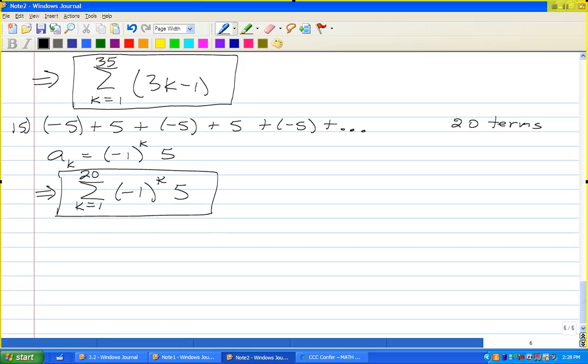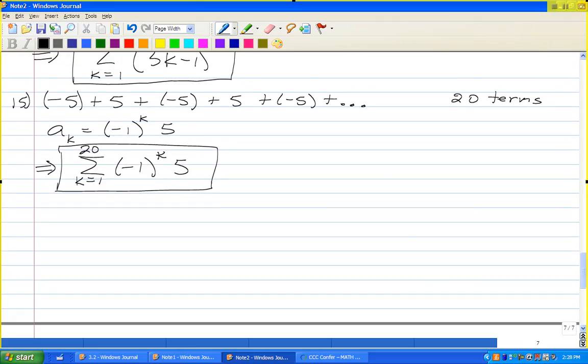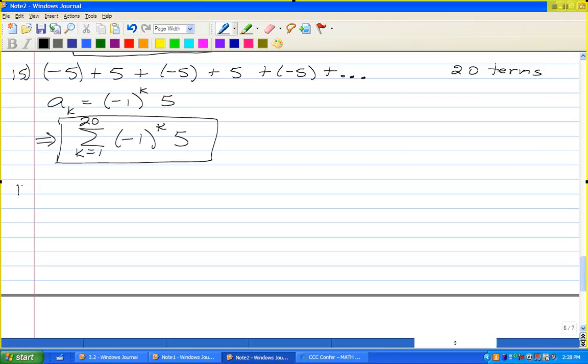Let me do problem 17. 3, 1, 1/3, 1/9, plus 1 over 243. So here they don't tell you how many terms. Okay, so I have to figure out what a sub k is.